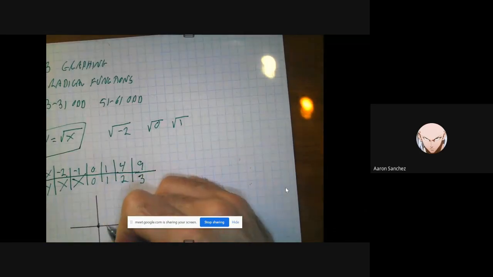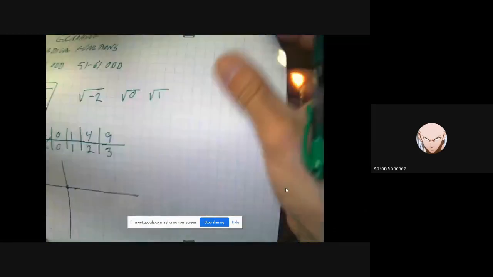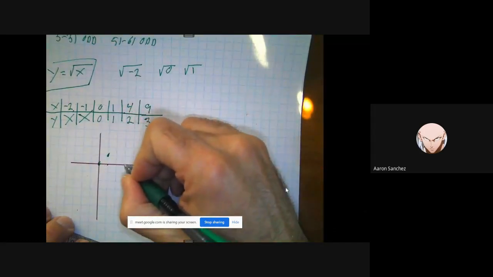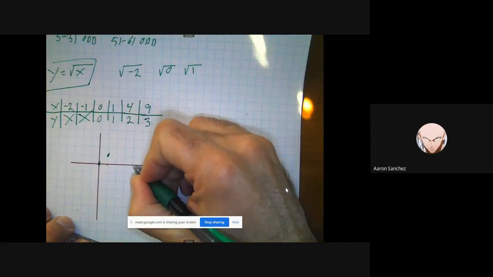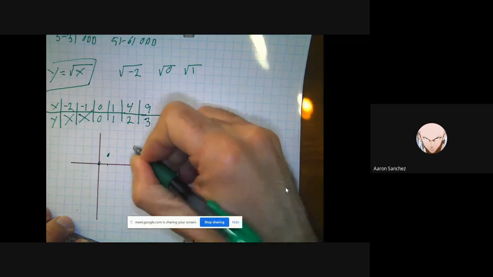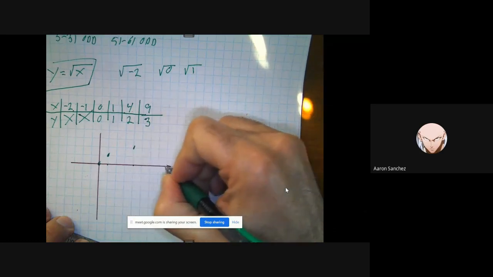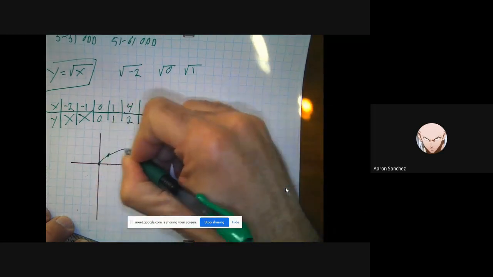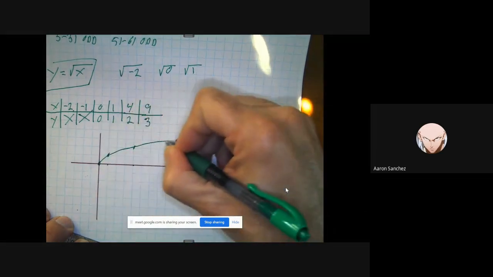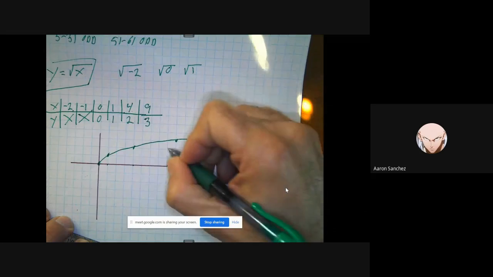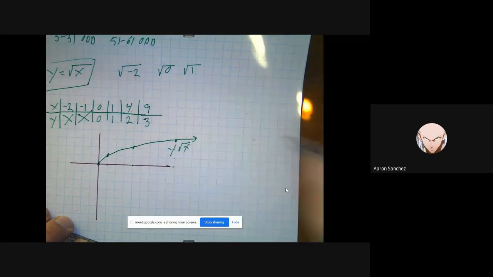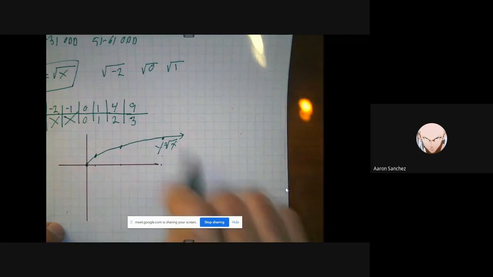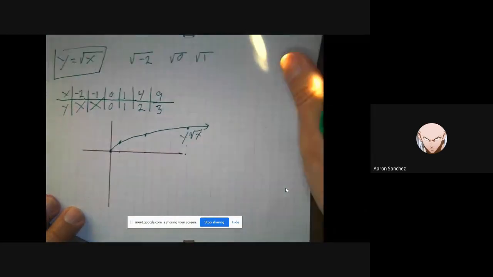Now, the square root of 1, can you guys see what I have here? Square root of 1 is 1. Square root of 2, I don't know. Square root of 3, I don't know. Square root of 4 is 2, so I go up 2. Square root of 5, 6, 7, 8, 9. Square root of 9 is 3. And here's what y equals square root of x looks like. That's our parent function. Every single one is going to look like that. We're just going to shift it around.